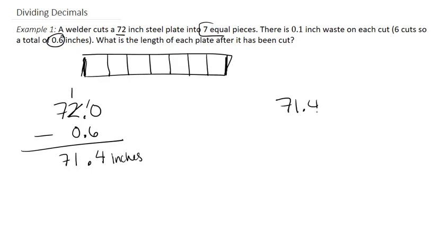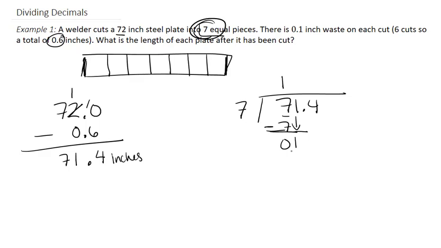So now we have 71.4 inches, and we're going to divide that by the 7 because we want to figure out the length of each piece. So we have 7 going into 71.4. Now we do not have a decimal in our divisor, so we can just start dividing. 7 goes into the first number one time, because 7 times 1 is 7. We subtract, and we get 7 minus 7, so that's 0. The next thing we do is bring down the next digit, which is a 1.